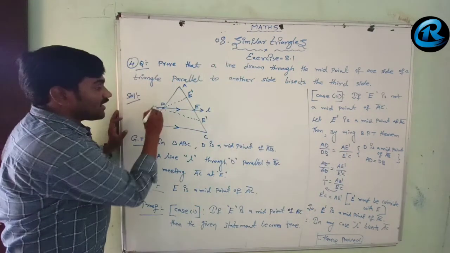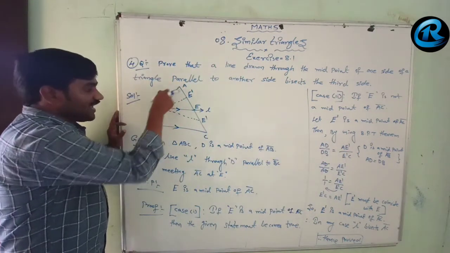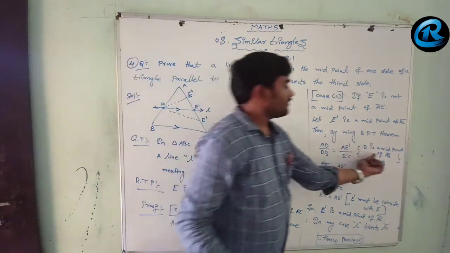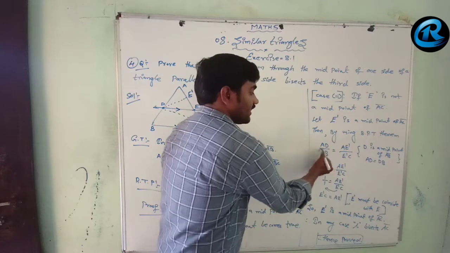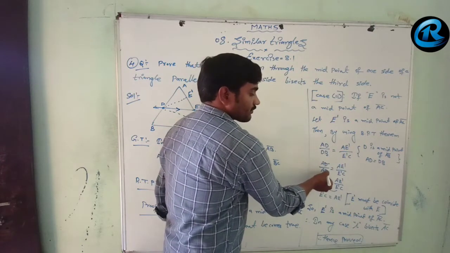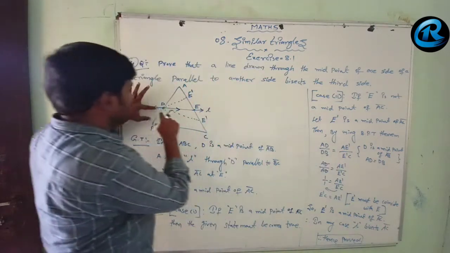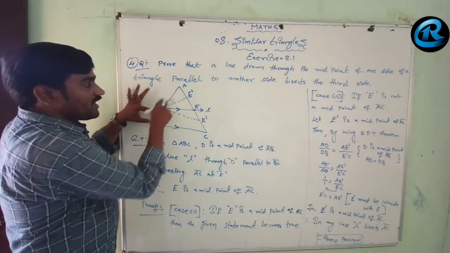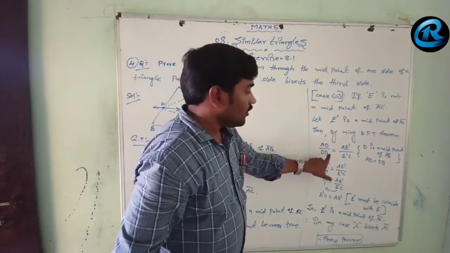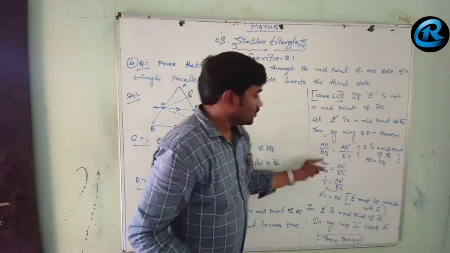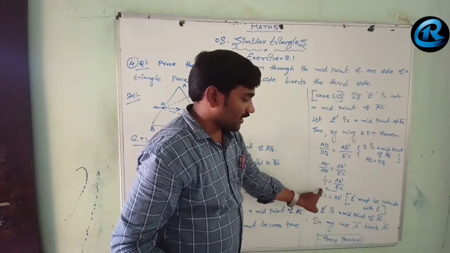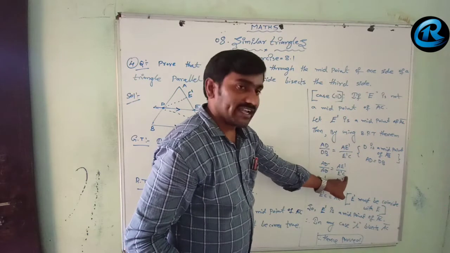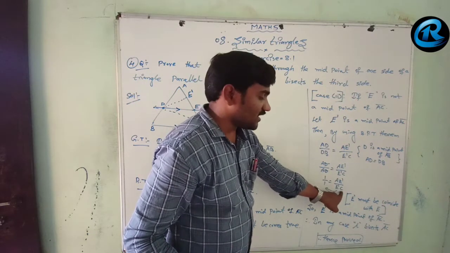But D is a midpoint. If D is a midpoint of AB, then AD is equal to DB. Instead of DB I can write AD because both have equal length. So AD by AD, I can cancel this AD and AD, I get 1 by 1. So AE dash by E dash C equals AE dash by E dash C.